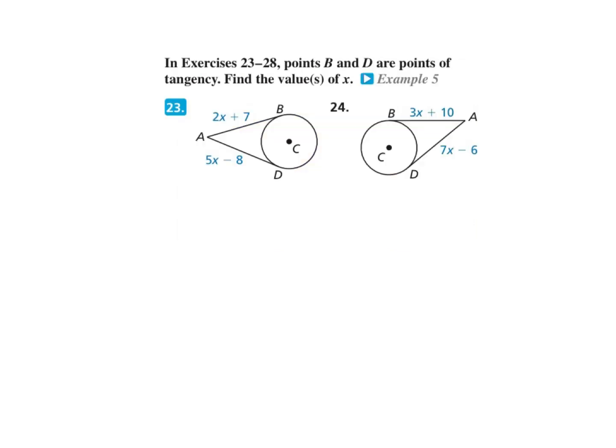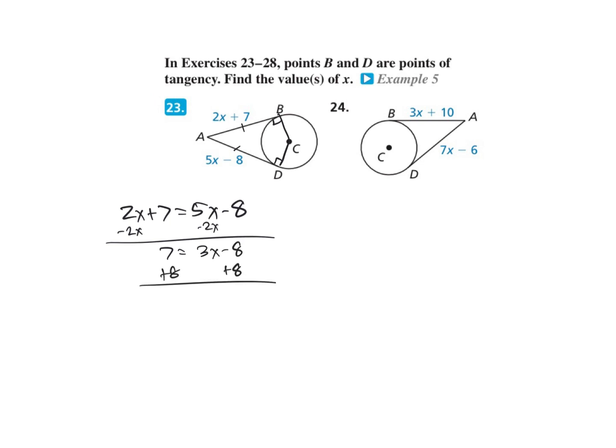Points B and D are points of tangency. All right, so they are tangent to the center of the circle, tangent to the radii. All right, and if they are tangent, then these two are equal. So 2x plus 7 equals 5x minus 8. So subtract 2x. 7 equals 3x minus 8. So we're going to add 8. 15 equals 3x. Divide off the 3, x equals 5. So it says find the values of x. So be very careful. Make sure you're checking what they're asking when you're done.